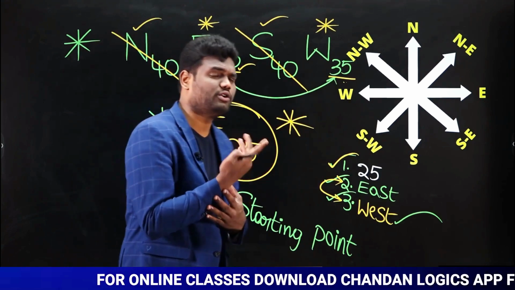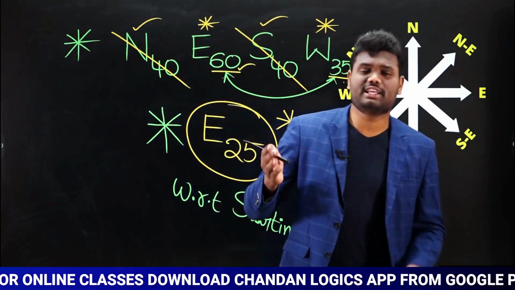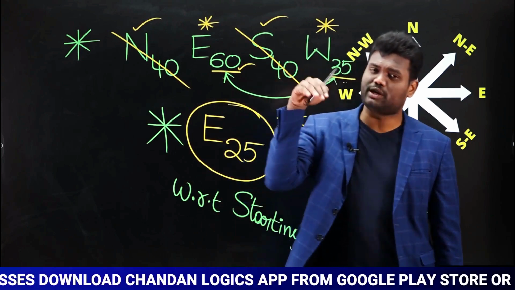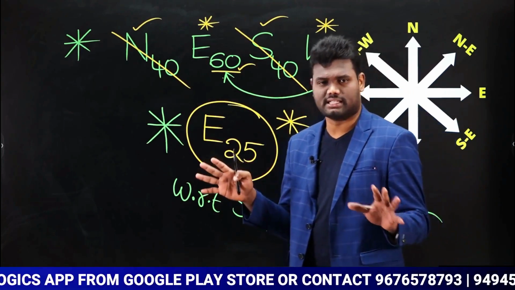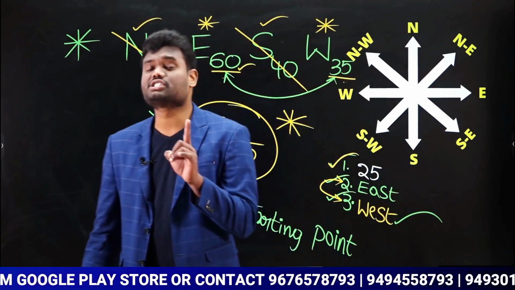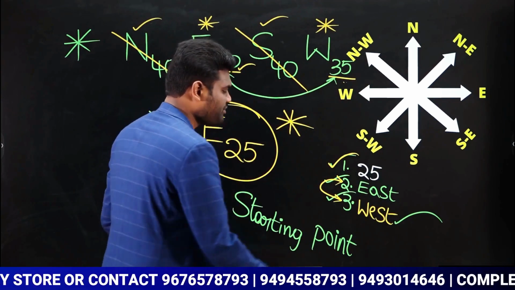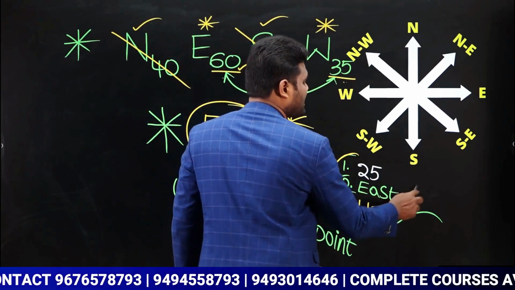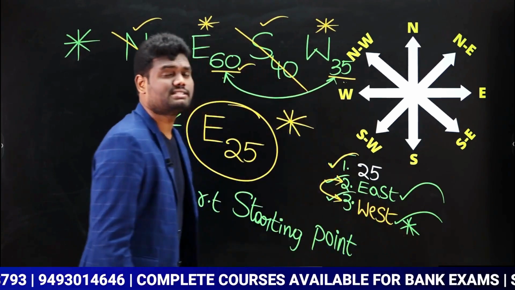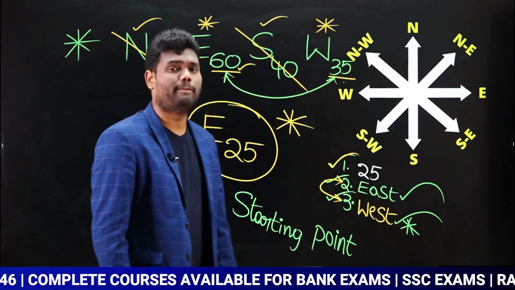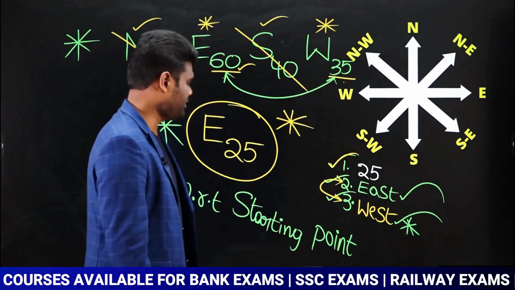Actually, distance is not going to change. It's not a matter whether it is with respect to the starting point or the ending point. Distance is going to be the same. There is no change in distance. Yes or no? But direction is going to change. With respect to the starting point, the answer is east. With respect to the ending point, the answer is west. That is the reason you have to maintain clarity for direction.